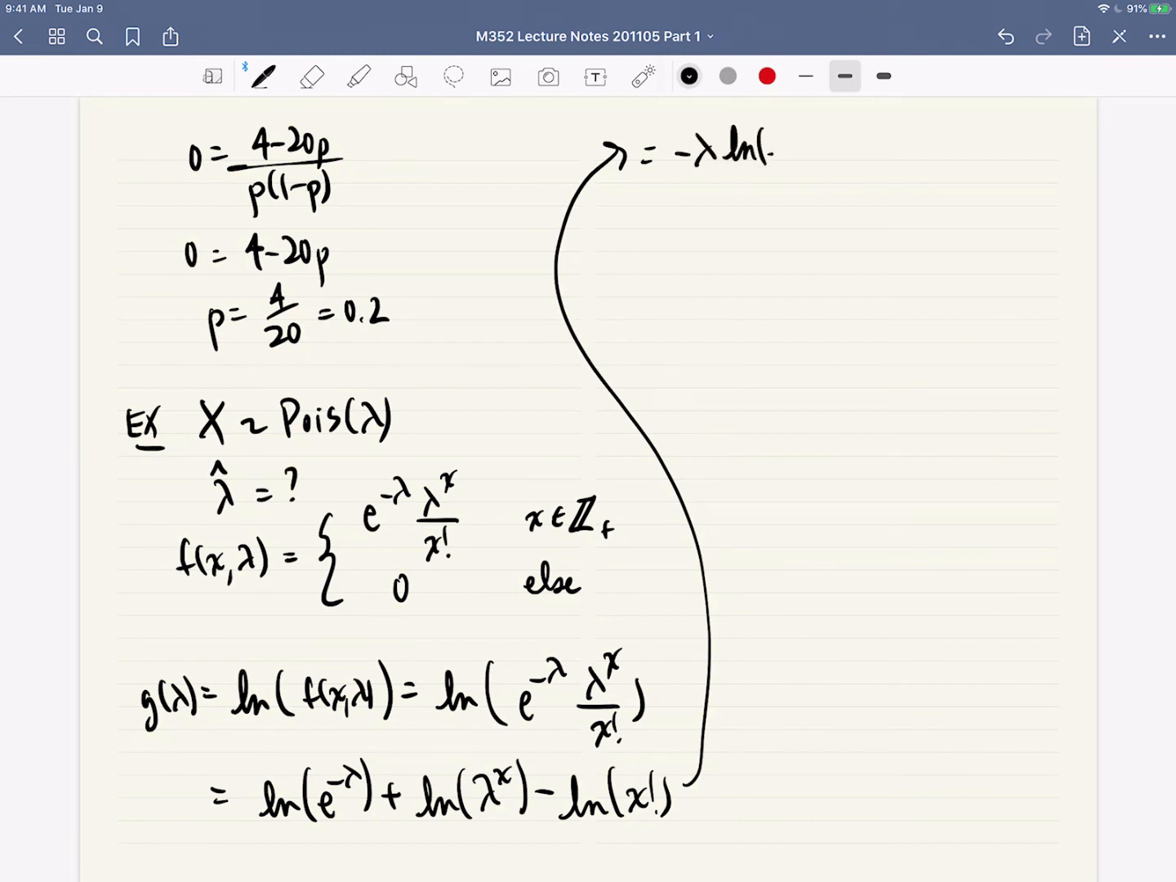Working this out further, we can take this exponent down to be a coefficient, like I just wrote. Same thing in the next term. And in the last term, the factorial is the product of descending values of x. You take the logarithm of a product, you get the sum of the elements. So we're going to say that this is the sum of the log of i's as i goes from 1 to n.